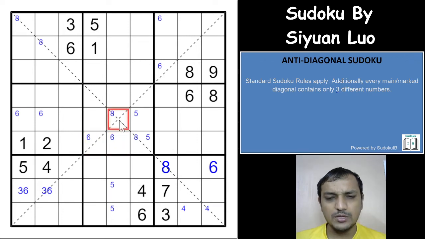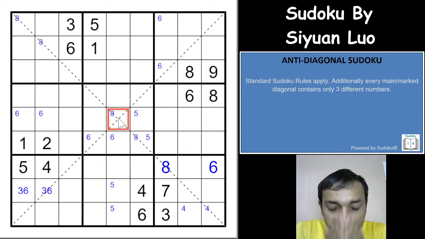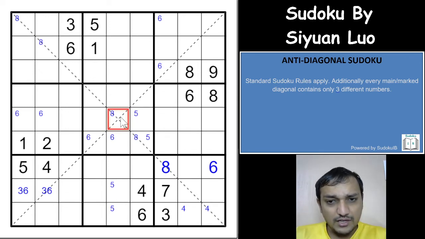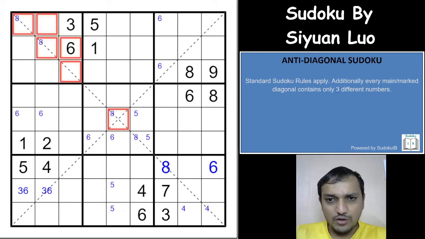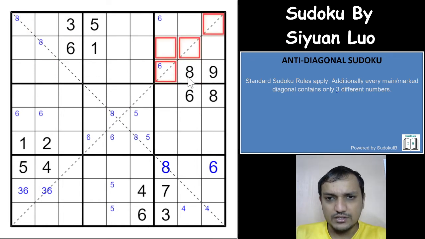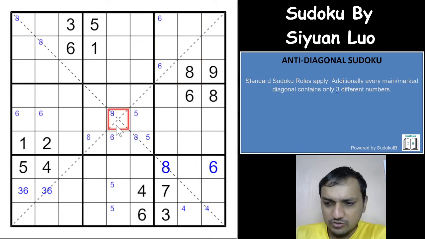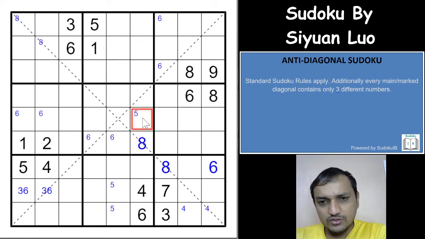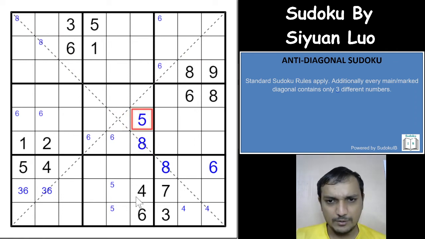Oh, 8 cannot be here, right? That was easy to see, because if 8 is here, both the diagonals would have to have an 8, and this diagonal cannot have an 8. You already have 8 outside the diagonal, so this cell cannot be an 8. This is an 8 and this is a 5 here. Okay.